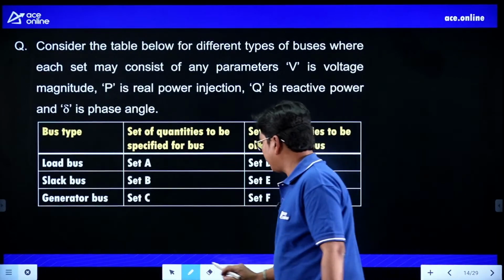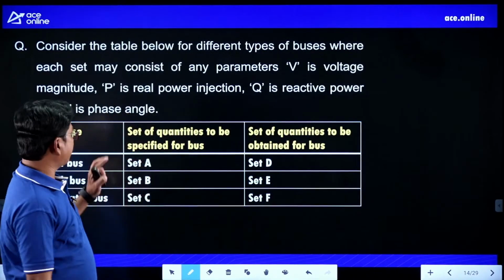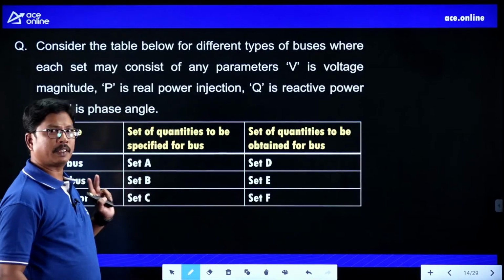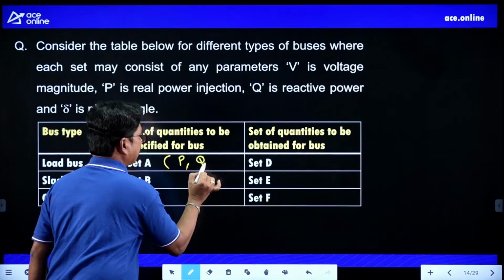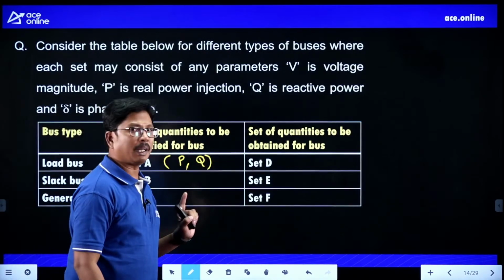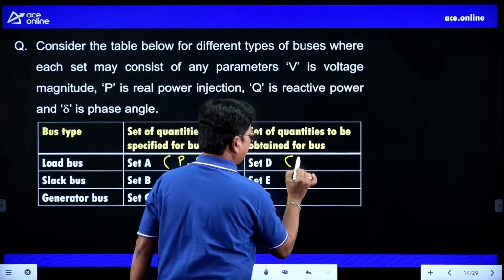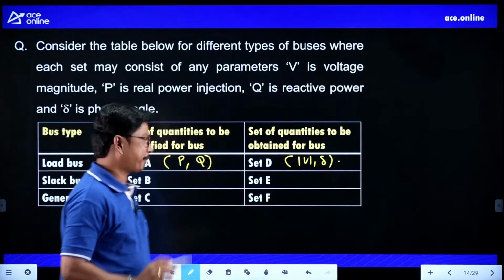Let me write what the known quantities are. For a load bus, which quantities are specified? P and Q are specified. Which quantities should be obtained? The magnitude of V and delta should be obtained.